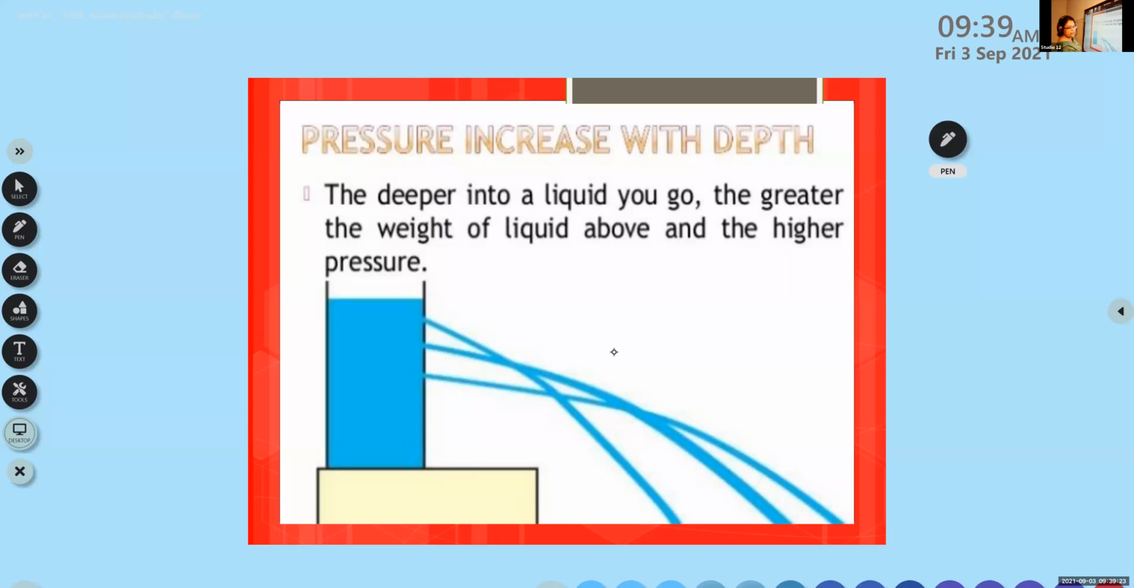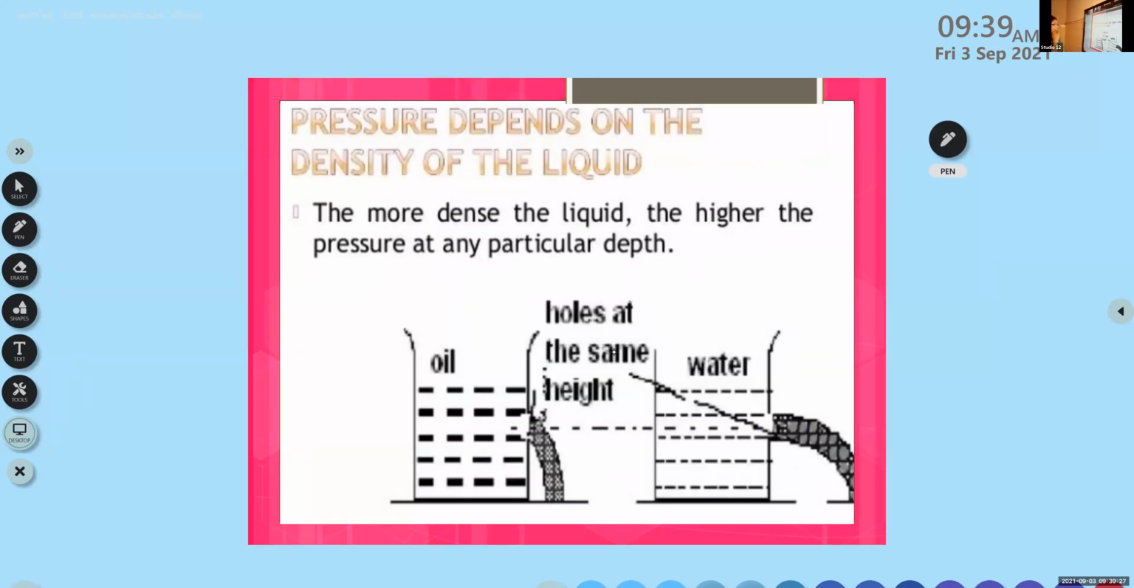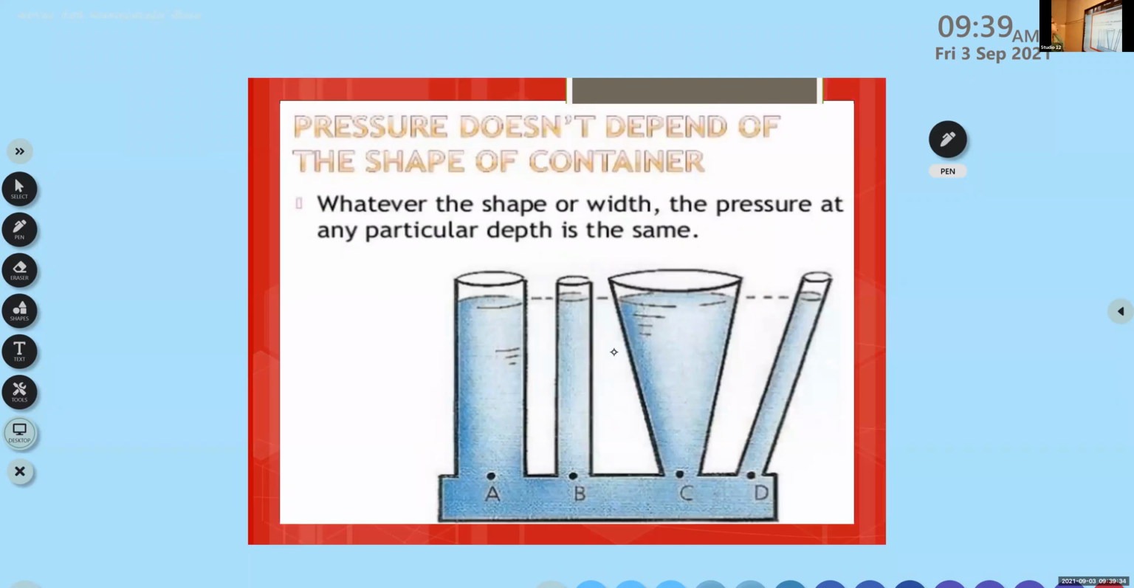I think in the last class we already completed all these points. So this is about the more dense the liquid, the higher the pressure at any particular depth. That is over. So far we have learned the impact of liquid pressure as well as air pressure. And one more point we have to write: pressure doesn't depend on the shape of a container. So liquid pressure doesn't depend upon the shape of the container.